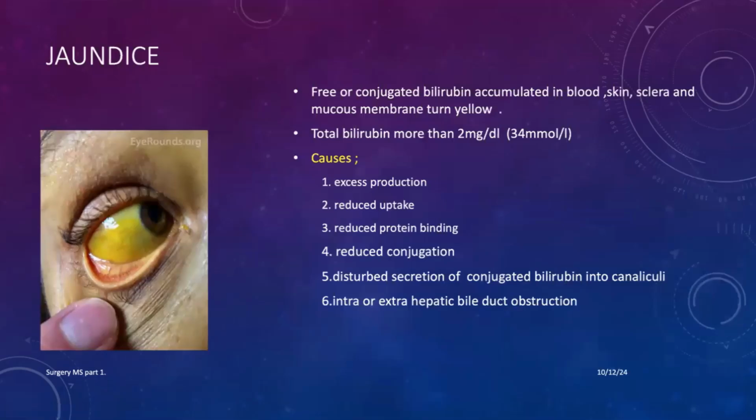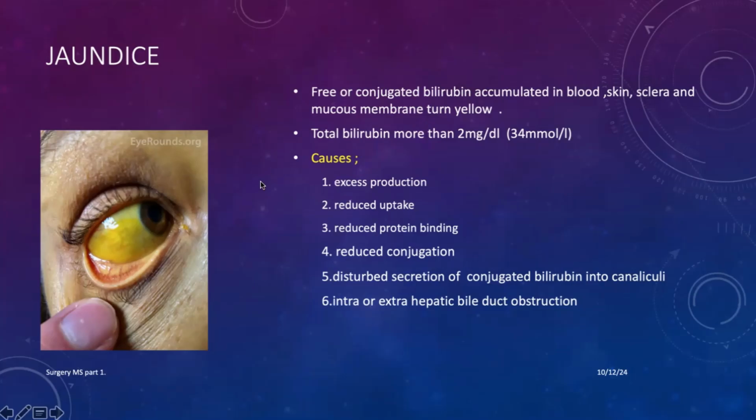If you look at the clinical picture, this is how you will see a patient who has jaundice. The free or conjugated bilirubin, which is the water-soluble type, will accumulate in blood, skin, and the sclera, and also in the mucous membrane, and it will all turn yellow. If you see jaundice, the bilirubin level should definitely be more than 2 milligrams per deciliter, or more than 34 micromoles per liter.